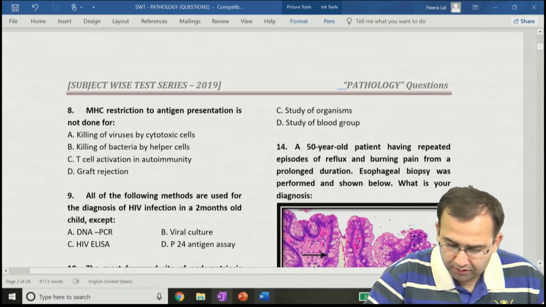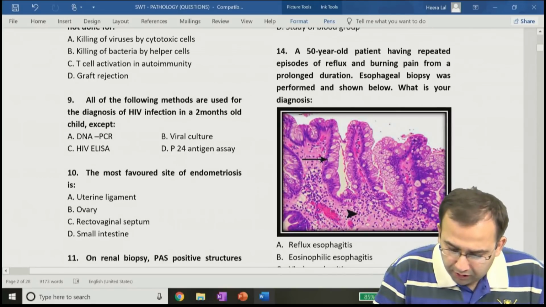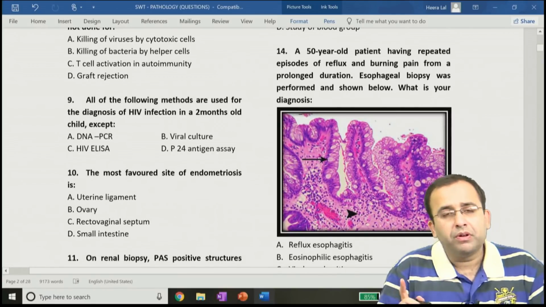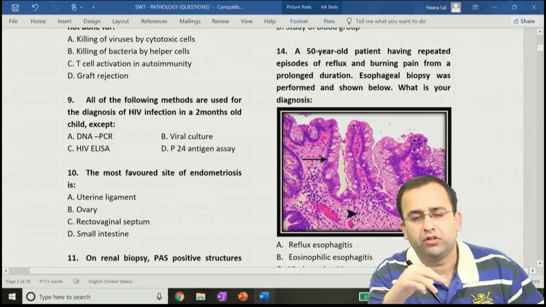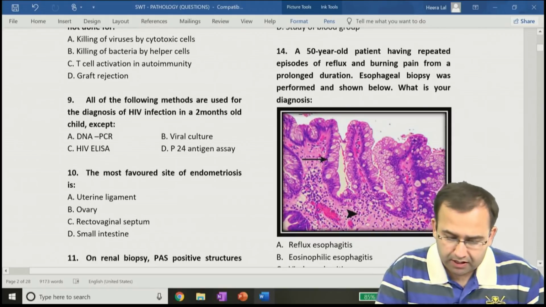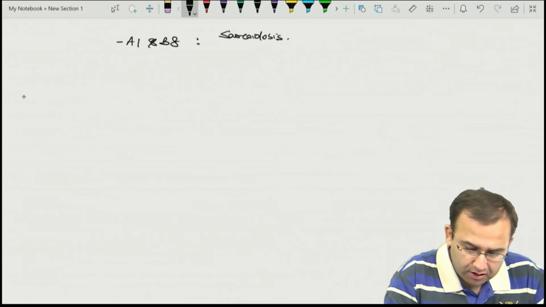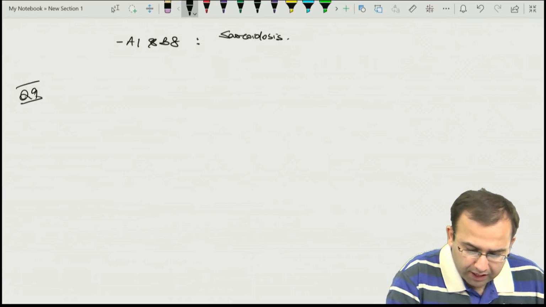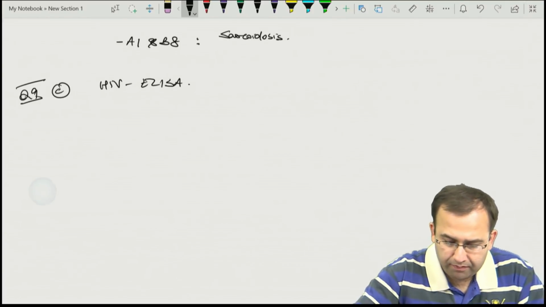Next point. This gets us to our next one, question 9. All of the following are used for diagnosis of HIV in a 2-month-old child, except. Now, this is sort of an obvious question. The answer is C, that is HIV ELISA.